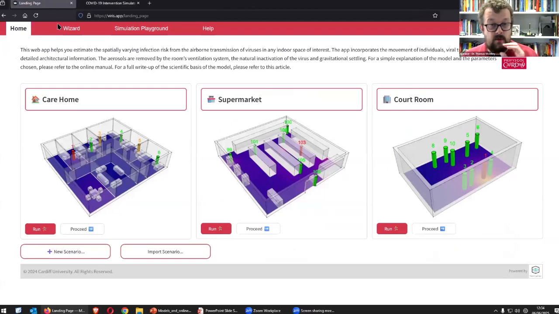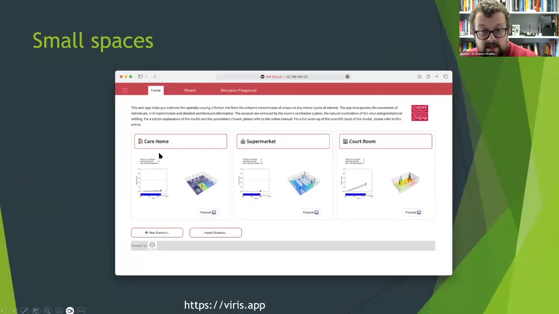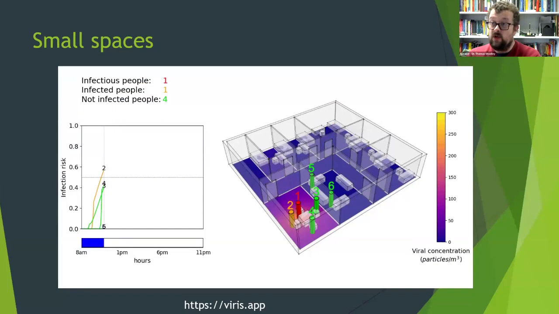This has then led into working with architects, in fact, and creating another online simulator where we now include the building geometry. So let me go back to my presentation now. Again, you can go to this virus.app and you should be able to. So this is the online simulator.